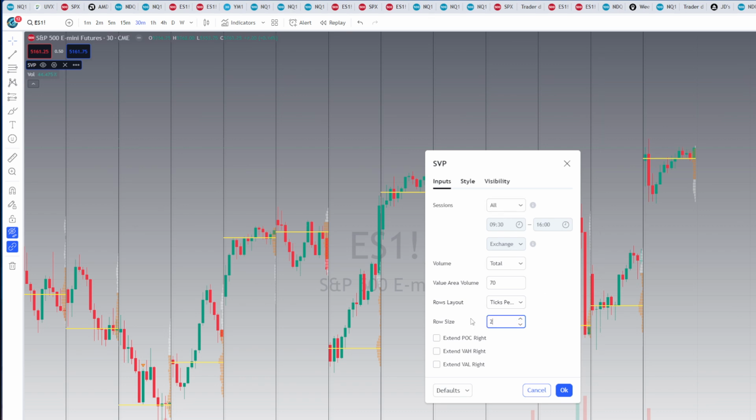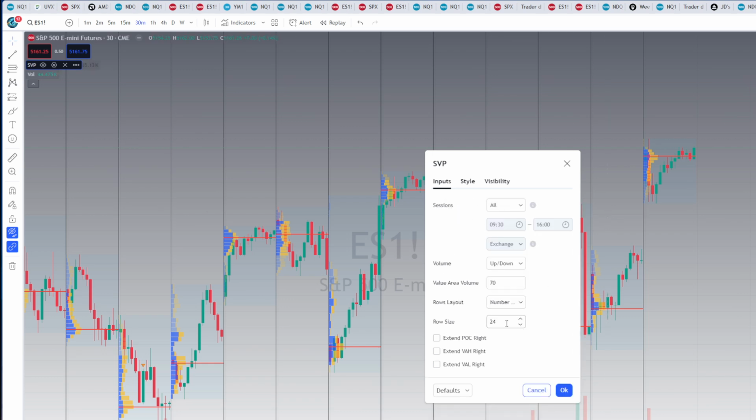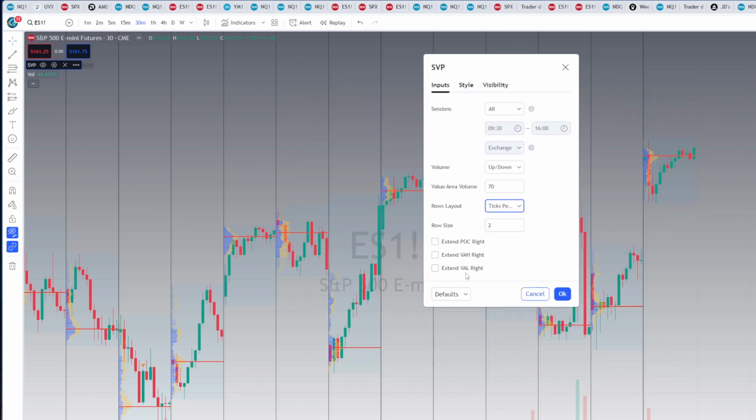We're doing the ES, so we want 2 ticks per level. I can reset this to default. This is the way it's gonna look in TradingView if you don't have a profile set up. I still want to see ticks here, and I still want to see two. And on this setting here, the most important thing is extending the POC to the right until interception.